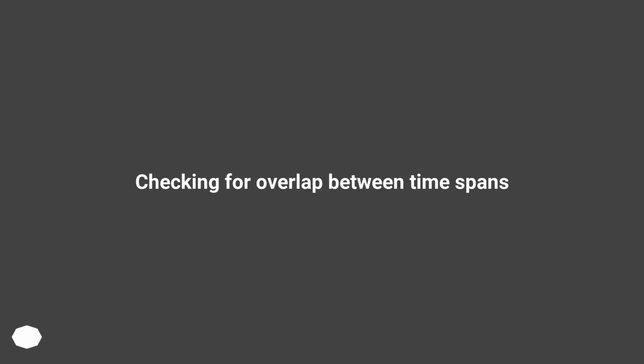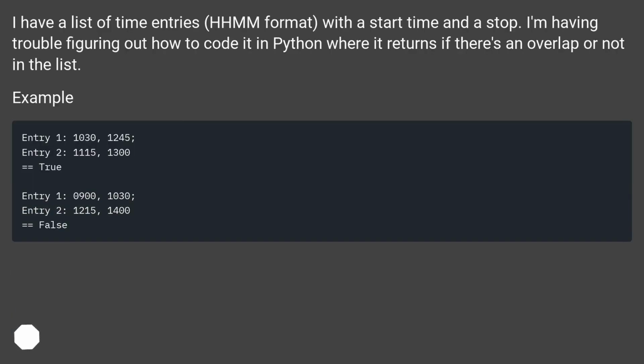Checking for overlap between time spans. I have a list of time entries, in a format with a start time and a stop time. I'm having trouble figuring out how to code it in Python so that it returns whether there's an overlap or not in the list. Example.